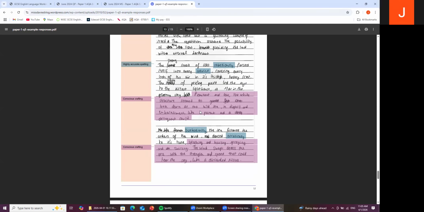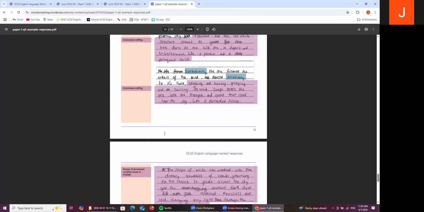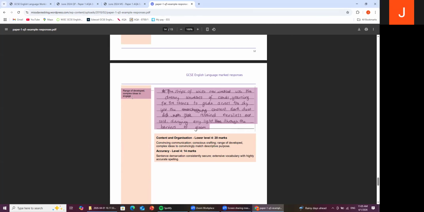Disobediently, erratically, again, so highly accurate spelling that is going to award you marks. And I will just focus on the last bit here. Range of developed and complex ideas. "The strips of white raw wrestled with the dreary abundance of clouds, yearning for the chance to glide across the sky. Yet the constant dark sheet remained merciless, cold, denying any light through the barriers of gloom." Outstanding description there. Really, really detailed, really imaginative, really complex.